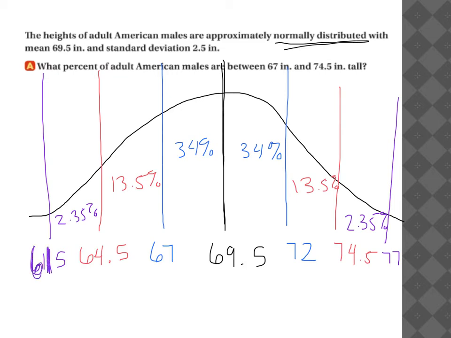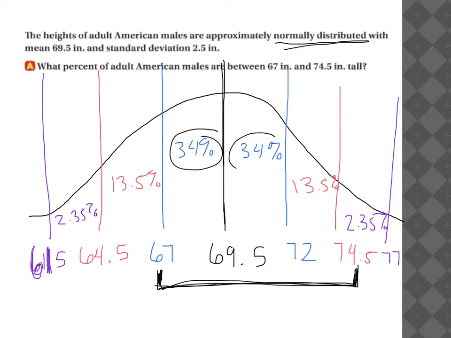So now I look at my question. It says, what percentage of males are in between 67, so here I have a 67, and 74.5 right here. Now in between these three sections, I'm going to add up the numbers that I have. I have a 34, 34, and 13.5. And once I add those all up, I get 81.5%. So 81.5% of men lie in between 67 and 74.5 inches tall.